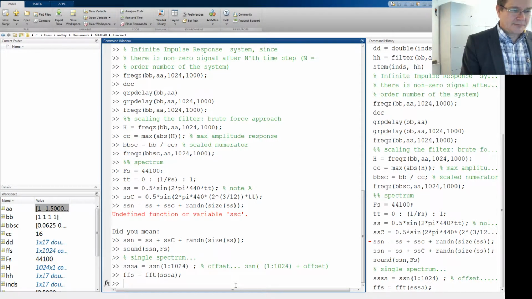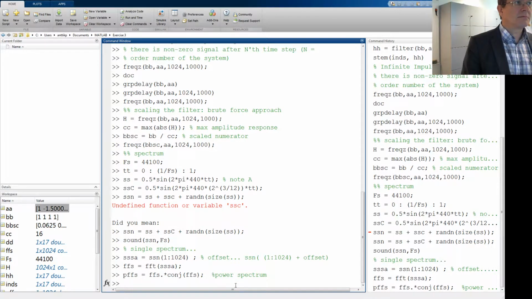Okay, so that's the Fourier transformation, but this is not yet the power spectrum. To get the power spectrum, you need to multiply that one with its complex conjugate. So that was FFS dot times the complex conjugate of FFS. So this is the power spectrum.